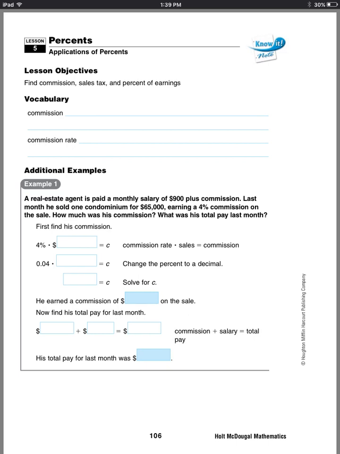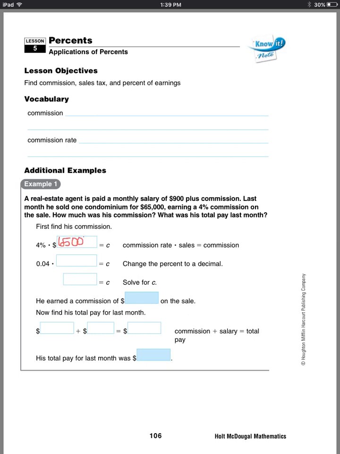So a real estate agent is paid a monthly salary of $900 plus commission. Last month he sold one condominium for $65,000, earning a 4% commission on the sale. How much was his commission? What was his total pay last month? So, commission rate times sale equals the amount of money you get from that sale. Okay? So our sales was $65,000. That's how much he sold the condo for.